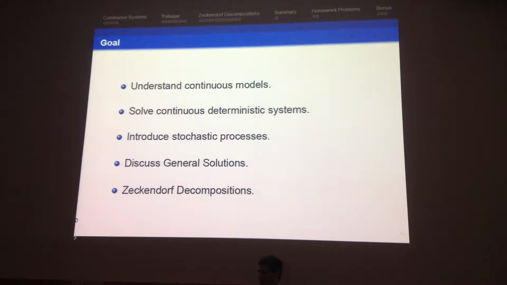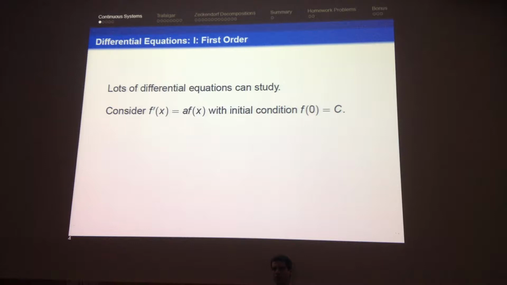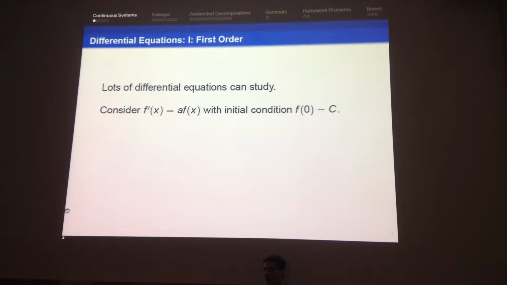All right, continuous systems. So there are a lot of different differential equations you can study. Perhaps one of the simplest is let's take f prime of x equals a times f of x with some initial condition f of 0 equals c. If you had to choose a value for a other than the smartass value of 0, what would you choose? 1. So if you have f prime of x equals f of x, you're looking for a function which is its own derivative. And the solution is e to the x. Any other solutions?